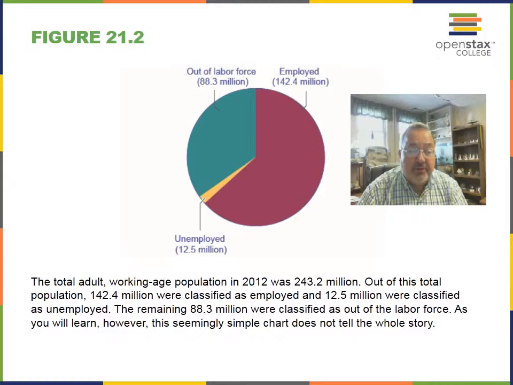You have to be 16 years or older, that age requirement. You have to be willing and able. So disabled people are not able to work, so they're not considered part of that unemployment or part of that labor force. And you have to be actively seeking work. If you're not actively seeking work, you're not considered unemployed, so you're not considered part of that labor force.